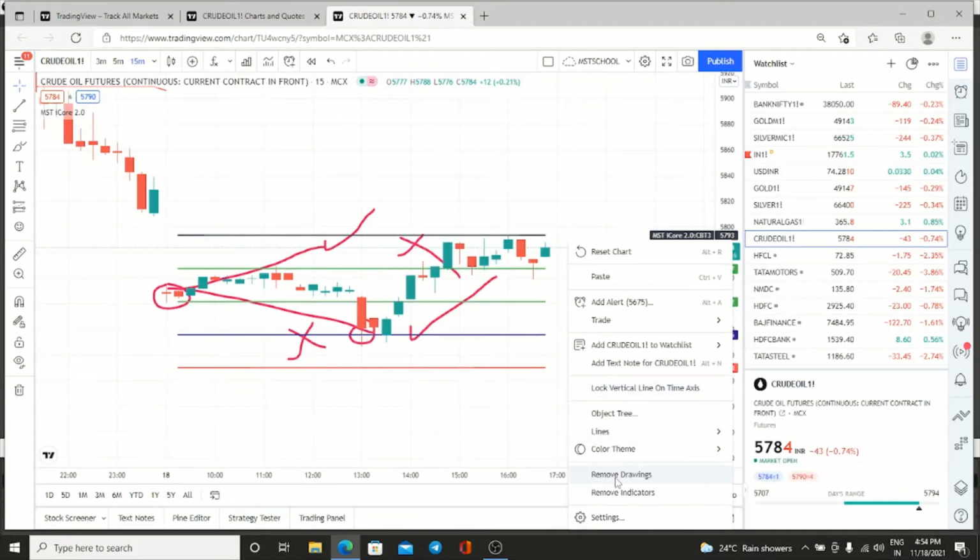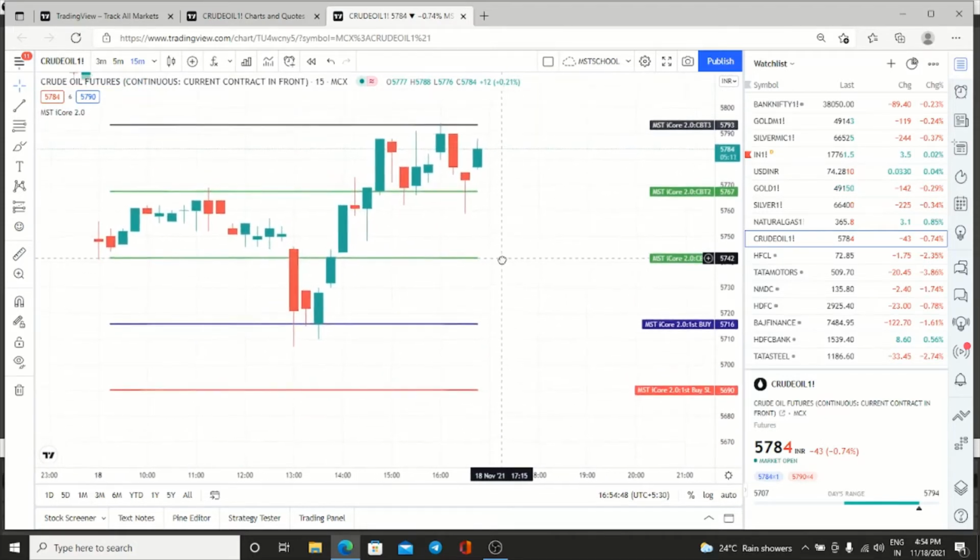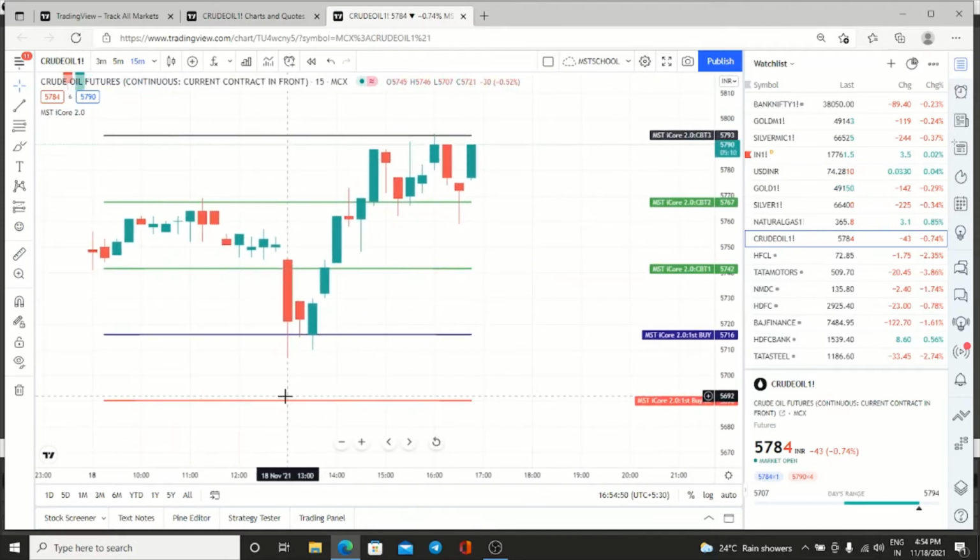So now here, what happened? The first buy got activated at 5716 and the low made was 5707. First target 5742 achieved, 5767 achieved and 5793 also achieved exactly. The high made was 5794. So how many points have we got from 5716 to 5793? You have to calculate that.